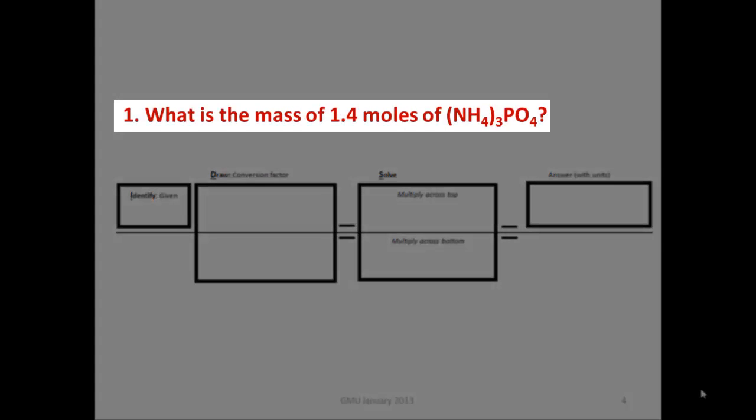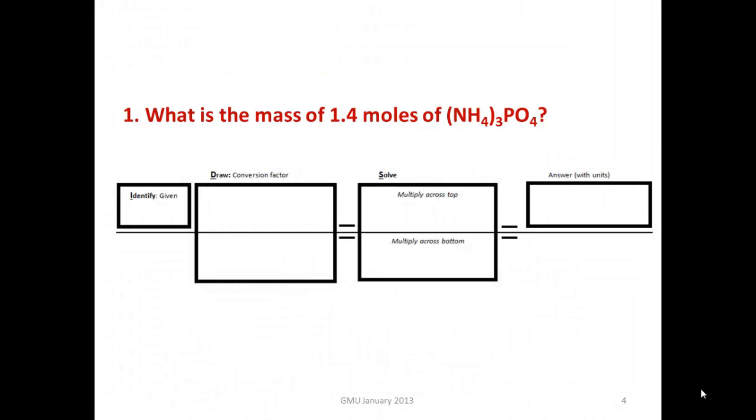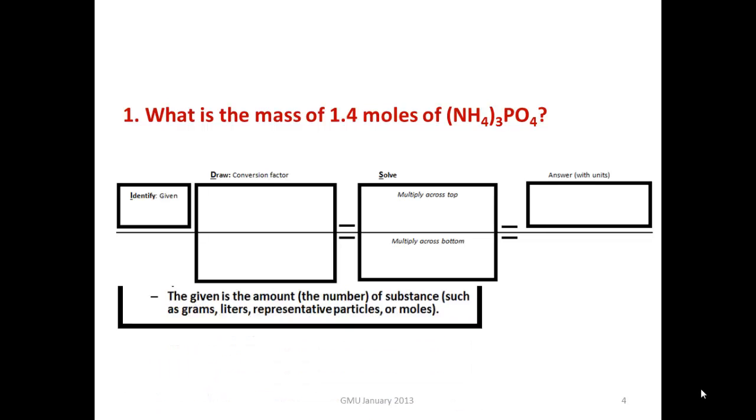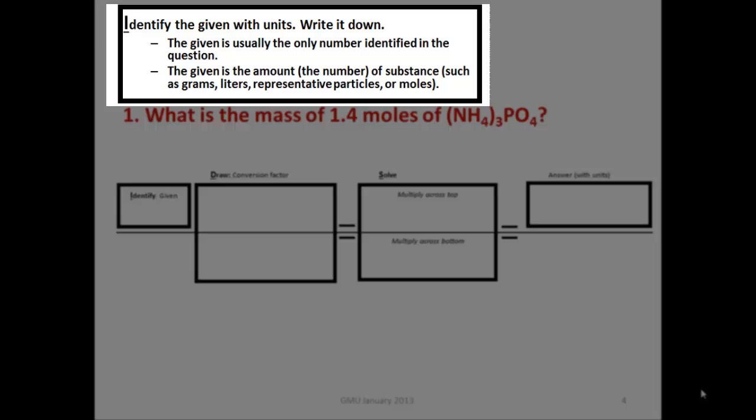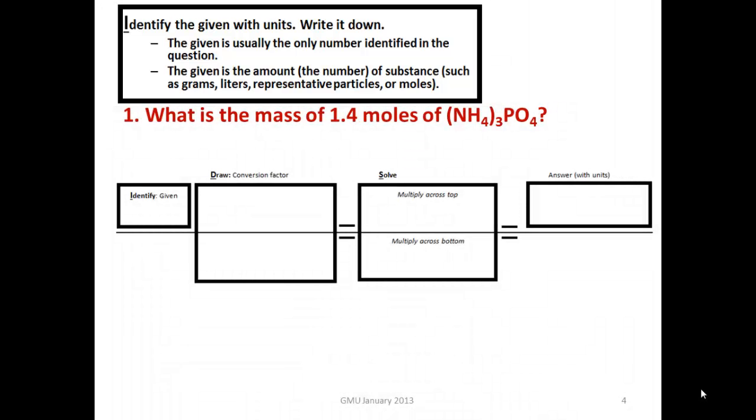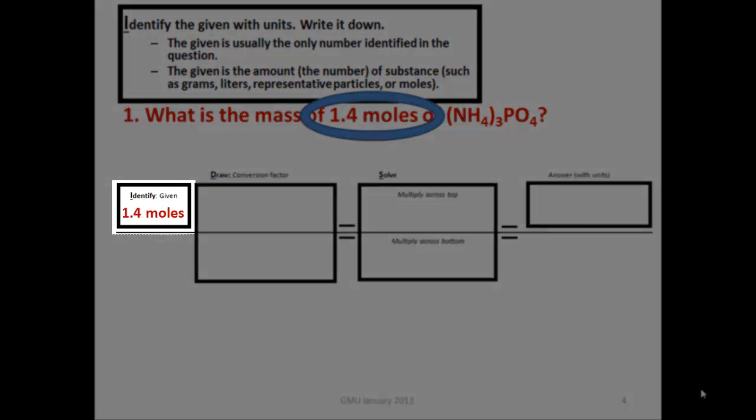Our first question is, what is the mass of 1.4 moles of (NH4)3PO4, ammonium phosphate? First, we identify the given with units and write it down. What's the given in this question? It's the only number in the question, 1.4 moles, and we'll write that in the identify given box.